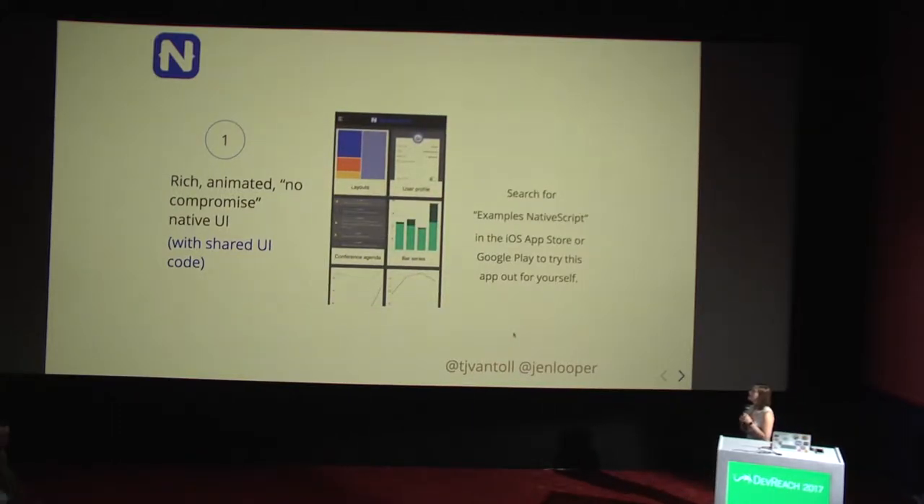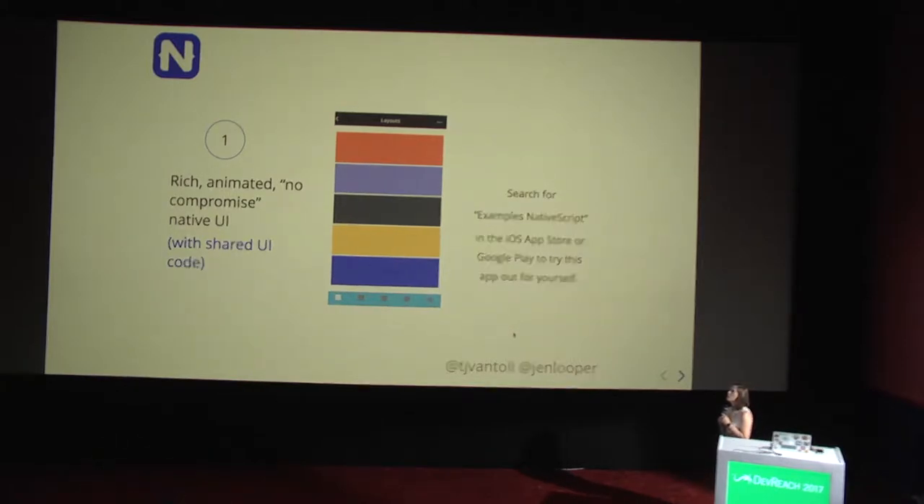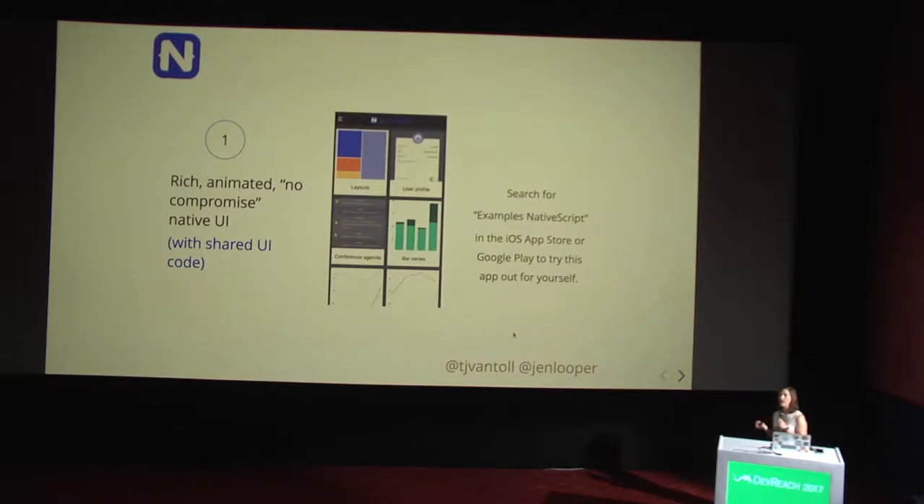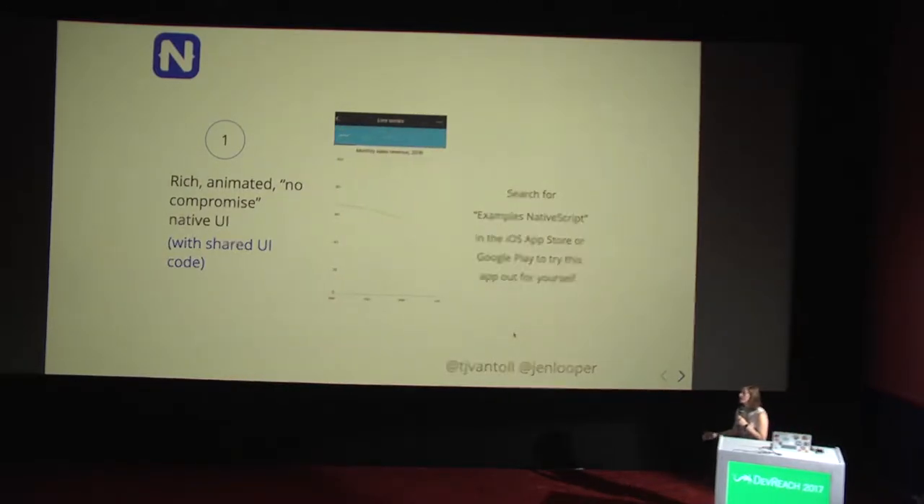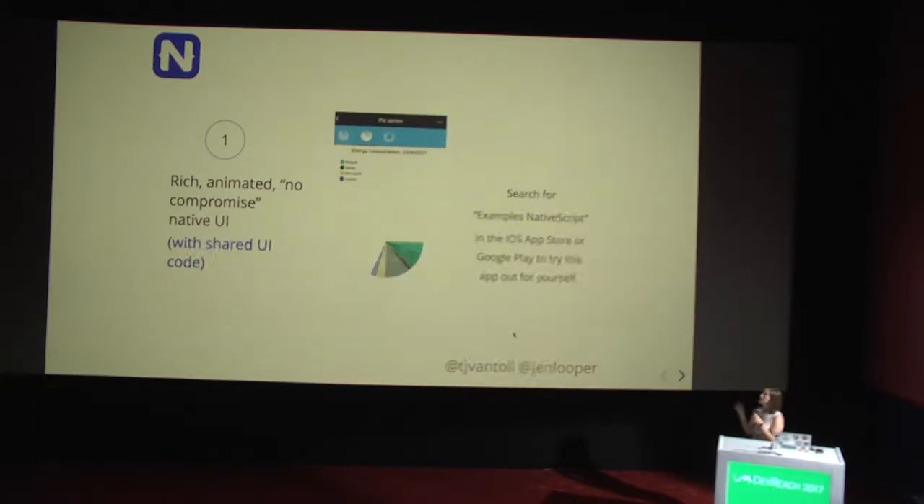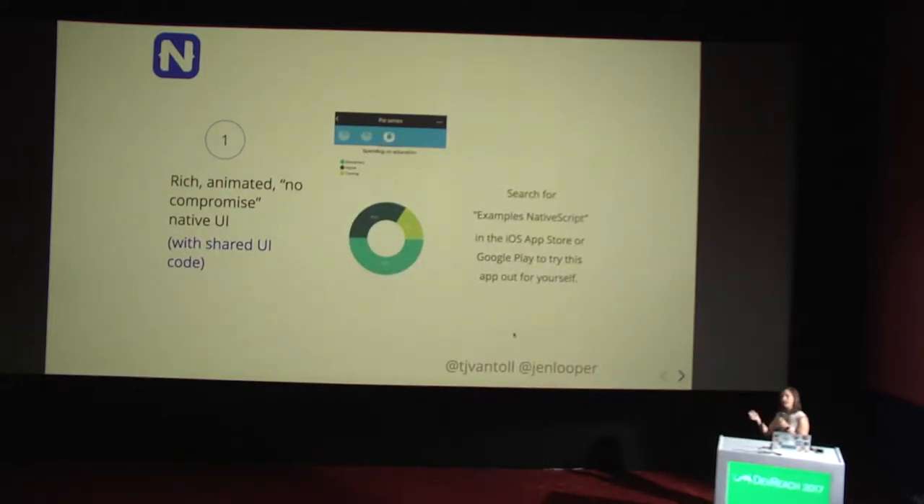So the first reason is that it gives you a rich, animated, no-compromise native UI with shared UI code. Because you're building mobile apps using JavaScript, TypeScript, Angular, Vue, you're using the runtime to create a native experience for yourself. If you go to the app stores, iOS App Store or Google Play, download Examples NativeScript. The name of the app is Examples NativeScript. And you can feel how this app feels. It feels like a native app because it's a native app. So it's a great way to experience the buttery smooth animations and the beautiful layouts that we're able to offer.